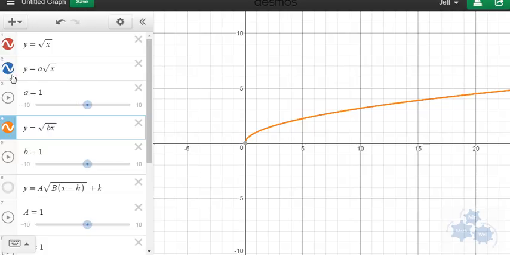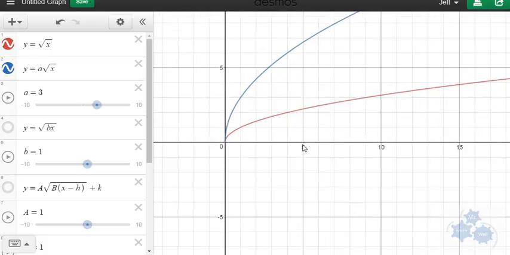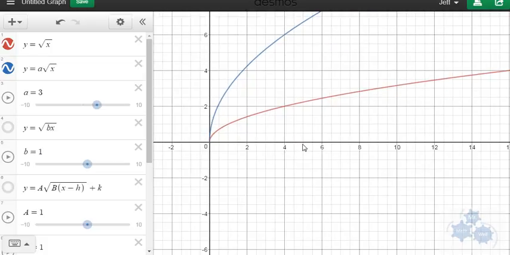All right, so we've got both of these graphs on here right now. So let's just take a look at A. If A increases, now watch this carefully. It's not going to be a shift. It's going to be a stretch. Okay, a stretch of 3. Now I'm going to zoom in a little bit here. So how do you know if this is a vertical stretch or a horizontal compression?